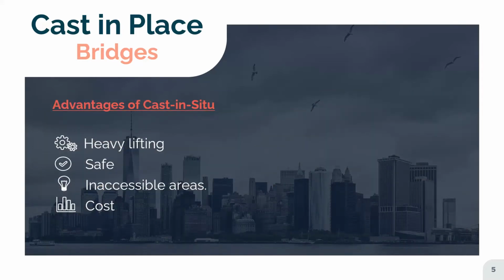Now, what's the advantages of this method? This method doesn't require any heavy lifting equipment or transporting equipment, since the casting of superstructure is done in the required position. The superstructure is safe from transportation and lifting damages. It is the best method to construct a bridge in inaccessible areas. This method is used for cost-effective construction of solid, voided, or ribbed reinforced concrete slab bridges.